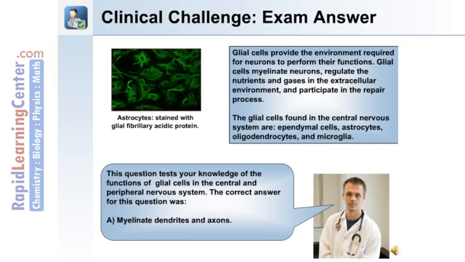Here's the answer to the question. This question tests your knowledge of the functions of glial cells in the central and peripheral nervous system. The correct answer for this question was A. Myelinate dendrites and axons. Glial cells do not myelinate dendrites, only the axon of a neuron.